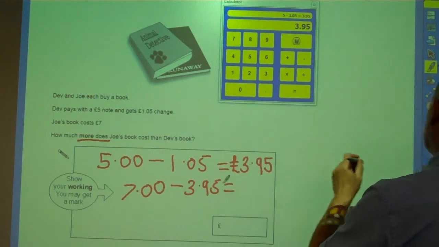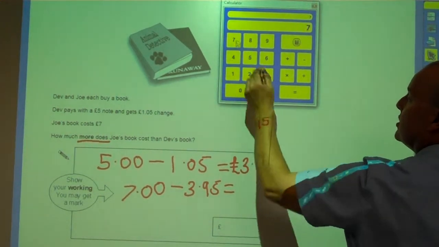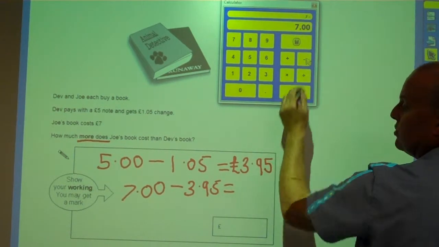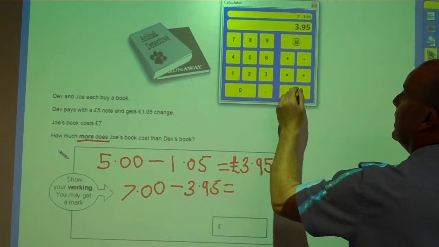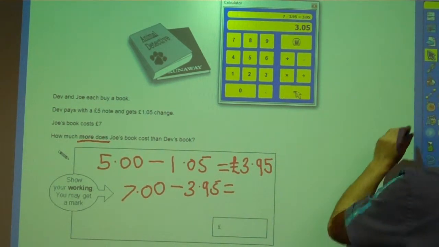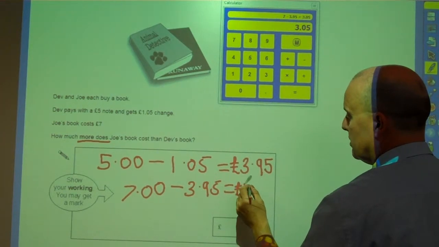So let's do this on the calculator. Clear the calculator. £7 subtract £3.95 equals £3 and 5p. Just about fit this in.